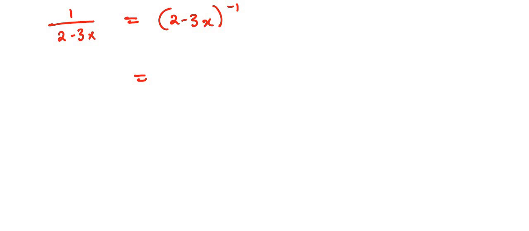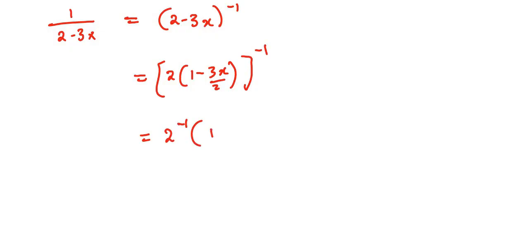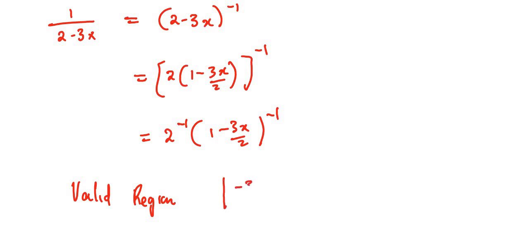The first term is not a 1, so we have to make it to be a 1. We factorize 2. If you factor out 2, this is going to be 3x over 2. Remember, everything is raised to the power negative 1, right? So as soon as we make the first term to be 1, whatsoever remains on the second term is going to be the valid region. So we just say the valid region is just going to be modulus of this guy, then less than 1.